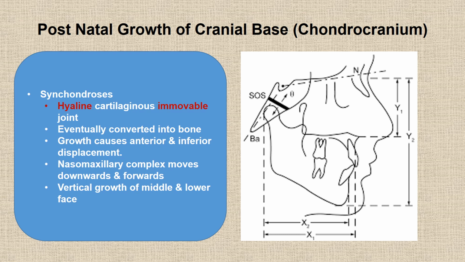Okay, now these synchondroses are by nature hyaline cartilaginous immovable joints, and eventually with growth they become converted into bone. Now, the growth causes anterior and inferior displacement, and with this the nasomaxillary complex is pushed and it moves downwards and forwards. Now, there's vertical growth of the middle and lower face.